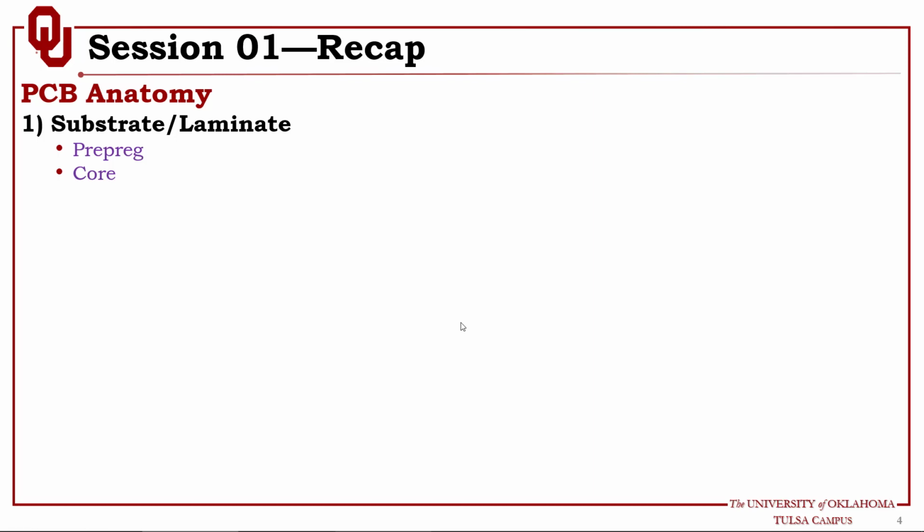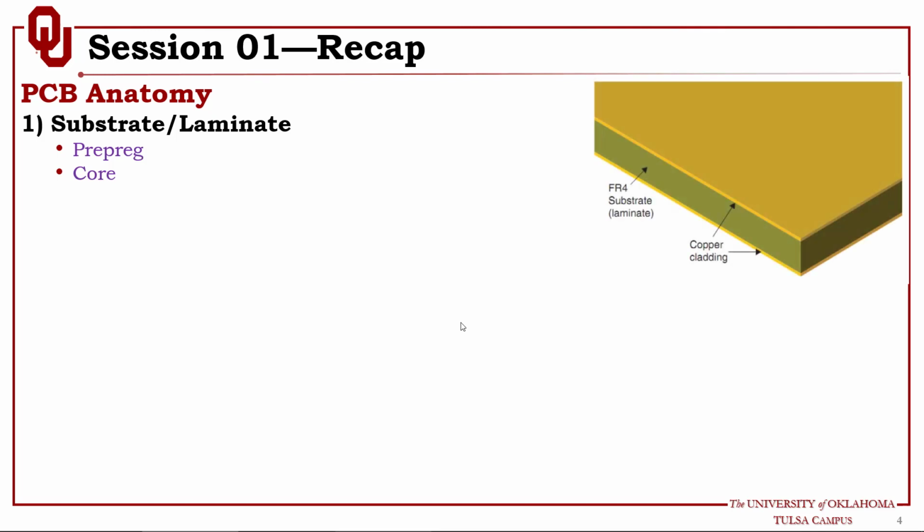Now, the PCB anatomy: we can divide the PCB into 6 items. The first one is called the substrate or laminate.